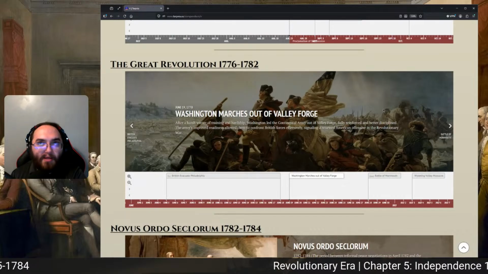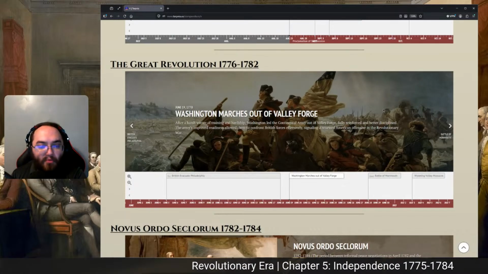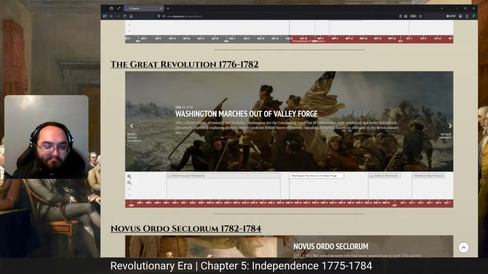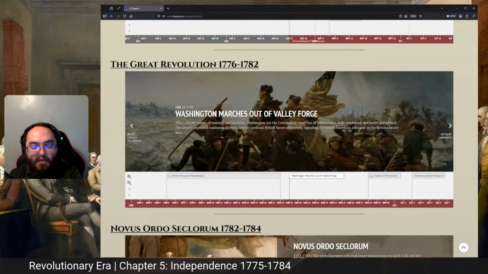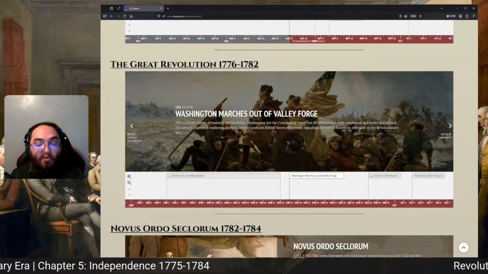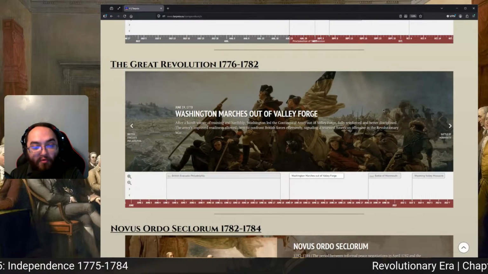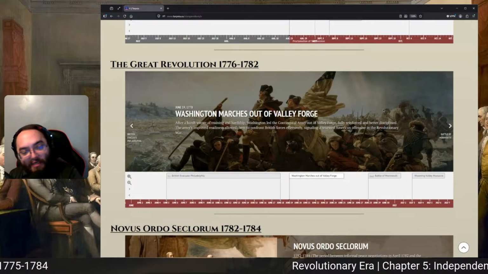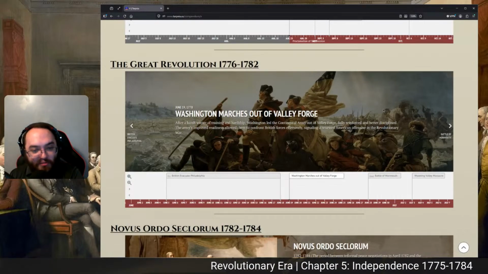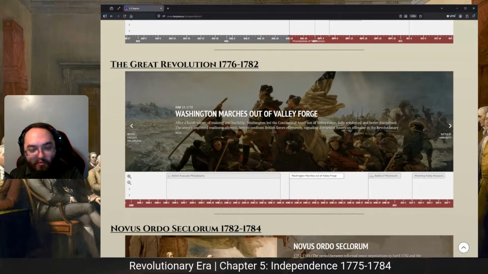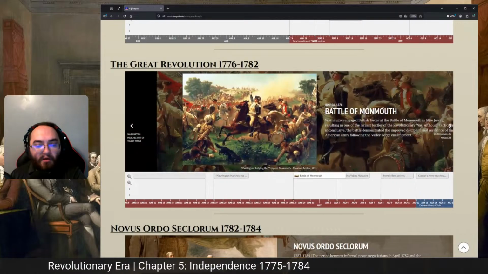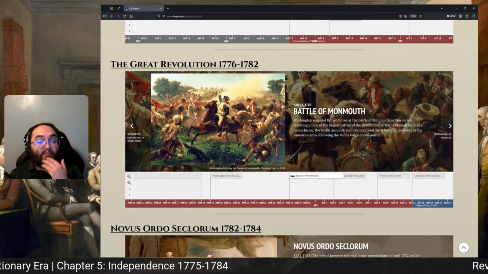Now, it's when the British are on the march from Philly to New York that Washington will march out of Valley Forge, and he will intercept the British forces marching from Philly to New York at the Battle of Monmouth. And so this is a very important battle.